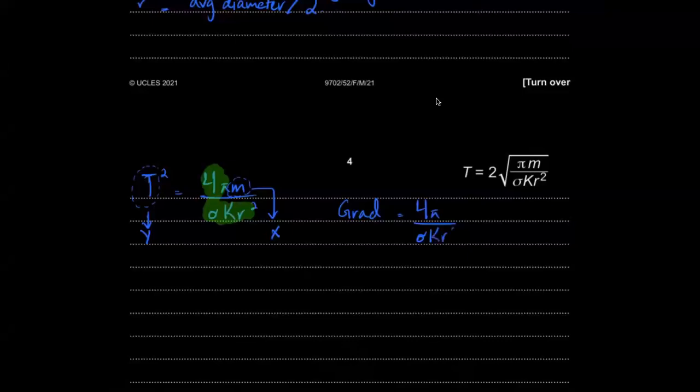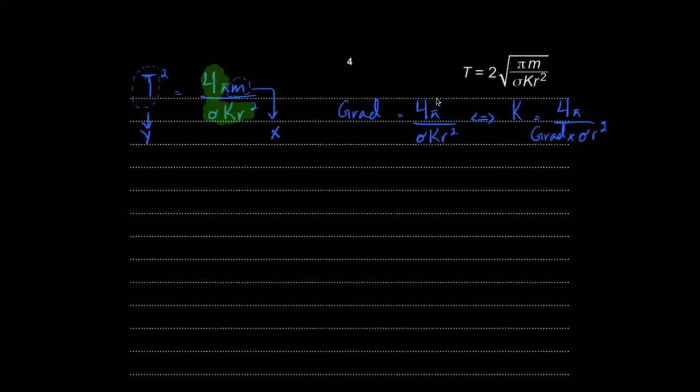But again, this is not enough. You need to make the constant the subject of your equation. So k is 4 pi squared upon gradient times sigma r squared. And again, you can always say that the relationship is valid. In this case, I think this is the first example we've seen where we actually don't have a y-intercept. So you can say that the relationship is valid if the graph is a straight line passing through the origin. Only in this case, because there is no y-intercept.